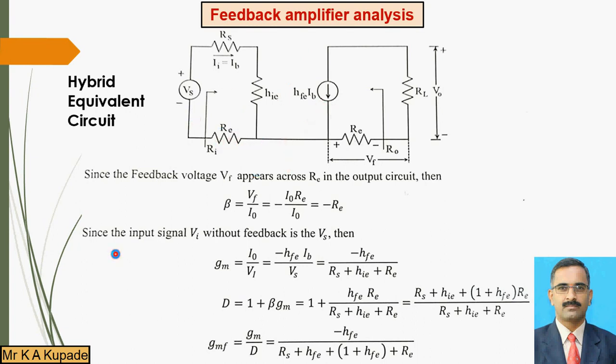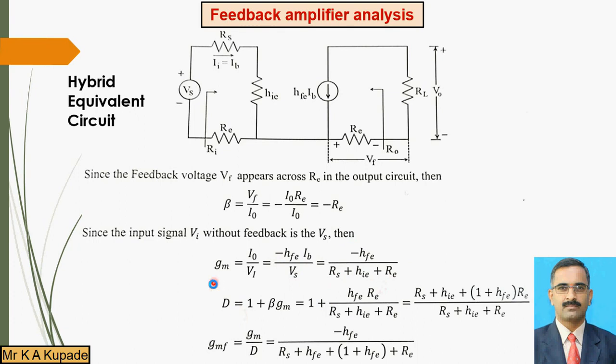Now, since the input signal Vi without feedback is the Vs, we can obtain the transconductance Gm, which is equal to Io upon Vi, that is, minus hfe into Ib upon Vs. So by considering all the parameters related to Vs, we can get this particular equation.